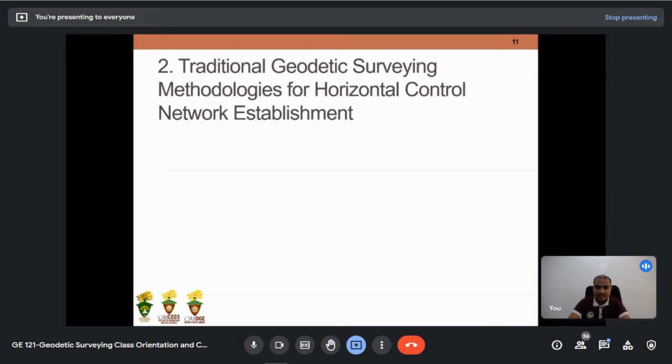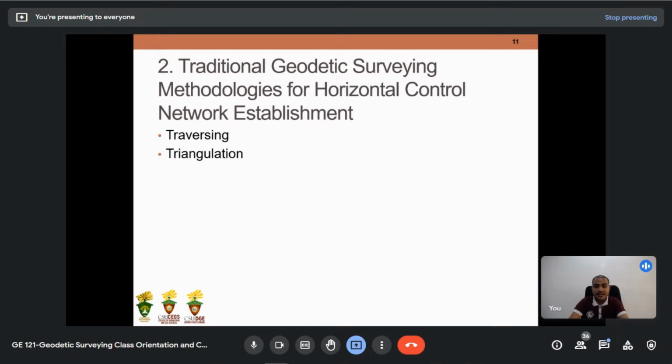Then next is the traditional geodetic surveying, methodologies for horizontal control network establishment. So what methods were used before to establish a horizontal control network? First we go back to the concept of traversing, which is still used until now, especially if we are using a total station, a transit, and so on. Even though it is traditional, the concept and methods applied are still the same.